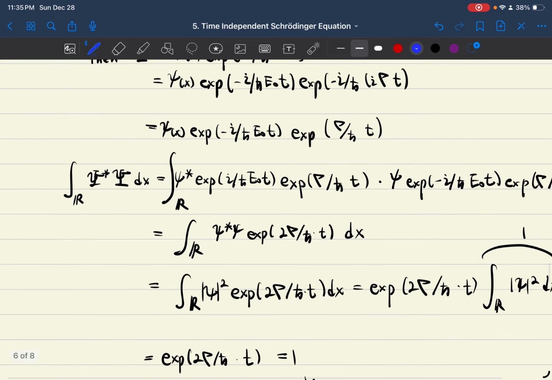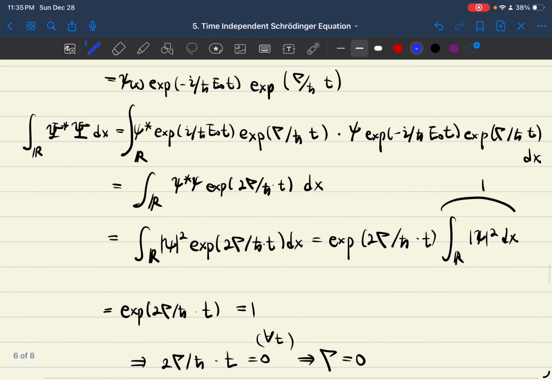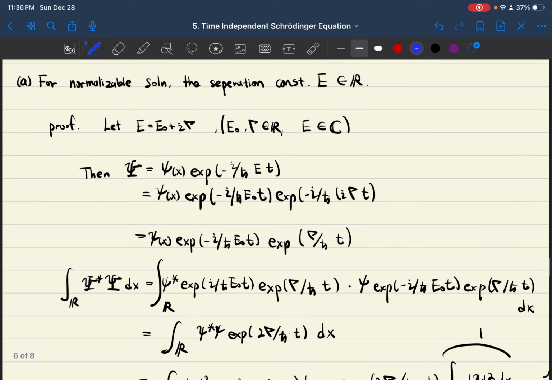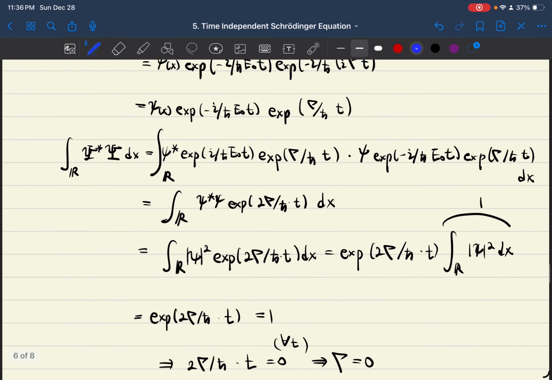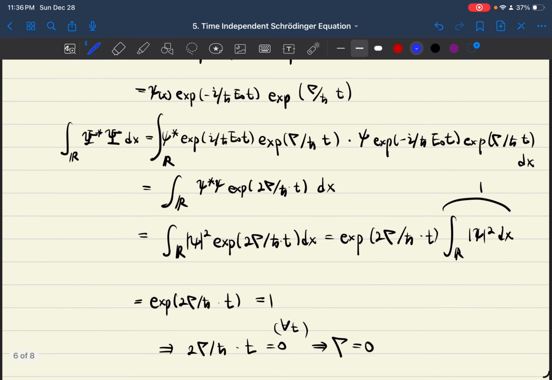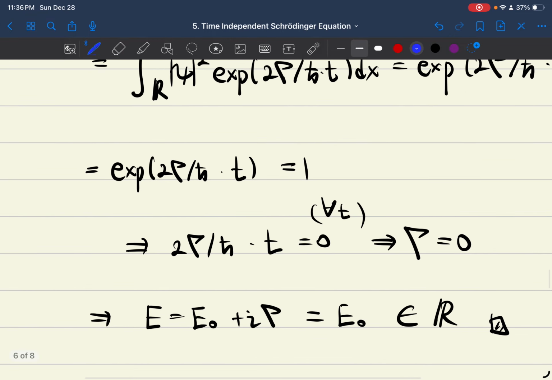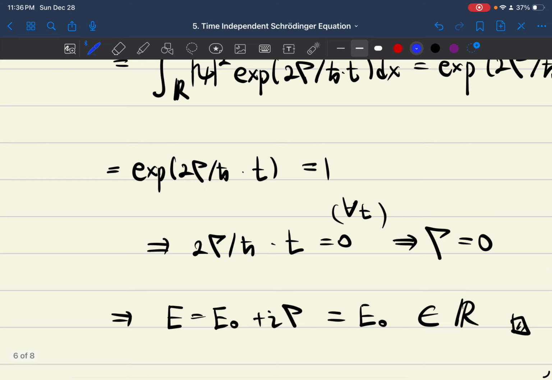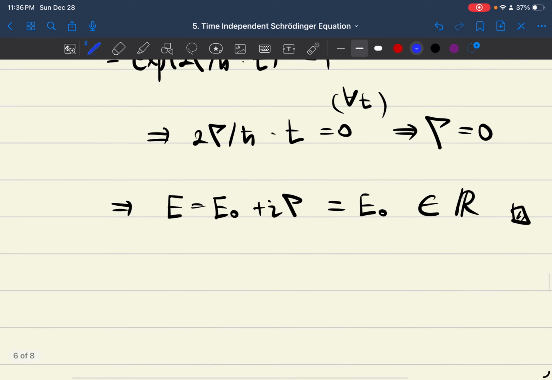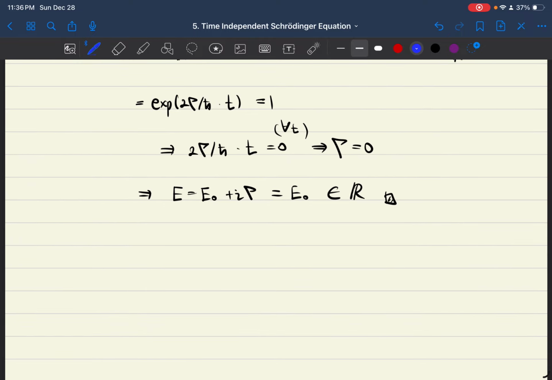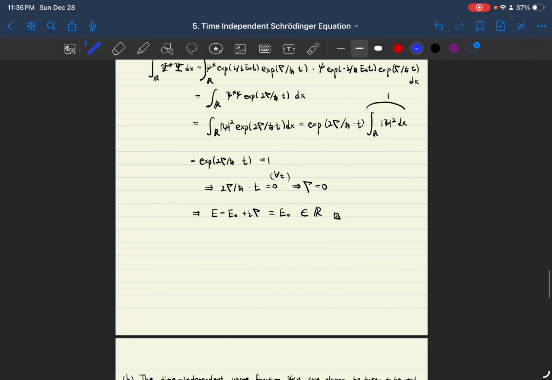and then we calculate the whole-space integral of this term, and since the given solution is normalizable, this calculation's result should be 1. So from this exponential equals 1 term, we can deduce that gamma should be 0, which means that E is a real value. In linear algebra, the eigenvalue E must be real.